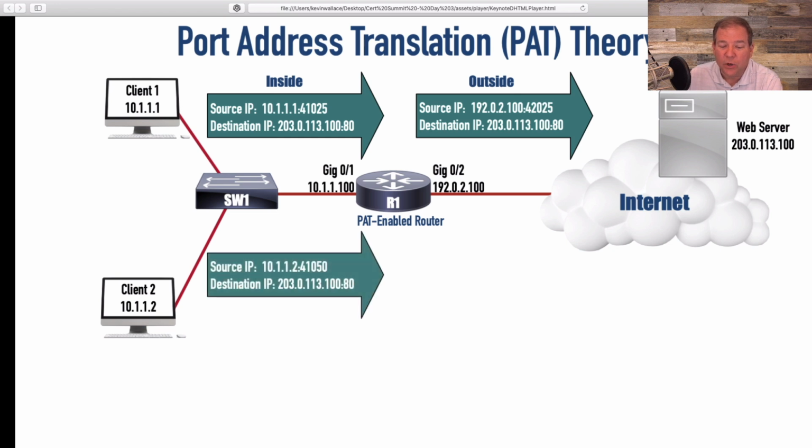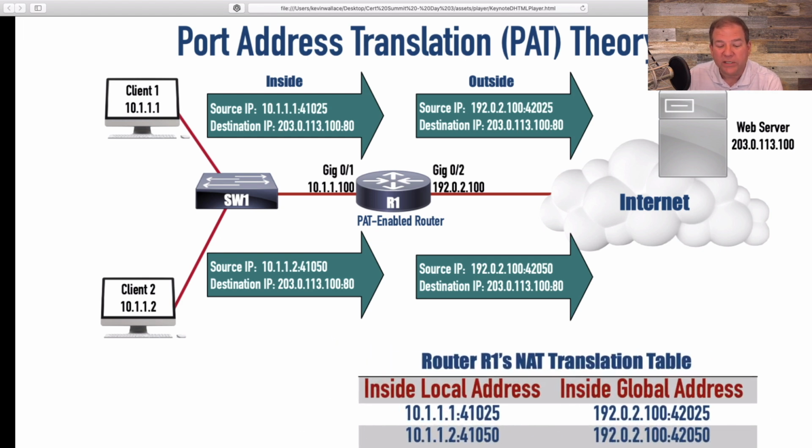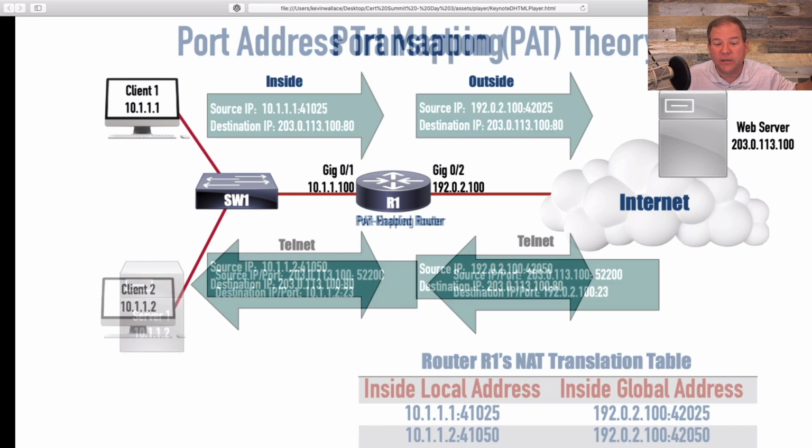And when client 2 wants to go out, again, as we go out to this web server, we're all being translated into that one and only one publicly routable IP address we have, which looks like it's 192.0.2.100. But we're keeping track of port number information. And we see that now in the NAT table. So when the return traffic comes back, if it comes back to 192.0.2.100 with a port number of 42,025, we know to send it to client 1. If it comes back in with 42,050, we know to send it to client 2.